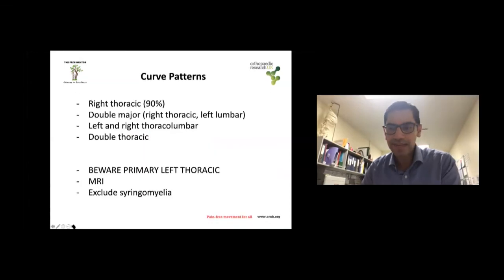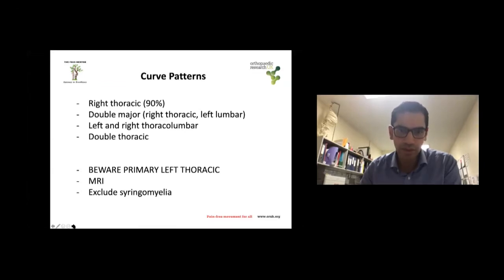With regards to curve patterns, the majority of the curves are right thoracic. And again, there's a Lenke classification, which you do not need to know for the exams, but essentially will define the different patterns of curves that are seen. But essentially, you can get thoracic curves, lumbar curves, combination of those curves. And sometimes, quite often when you have a structural curve, which is a main curve, then you get a compensatory curve to try to balance it out as well.